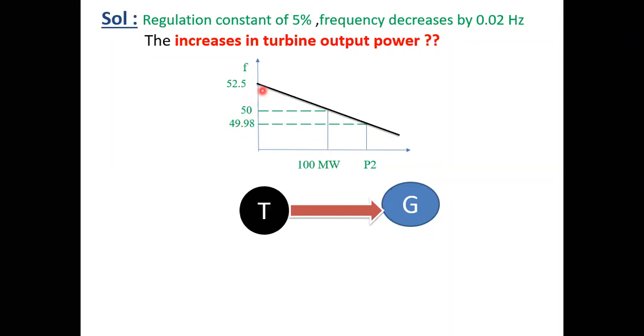So I want to find out the slope for this line up to this point. So for this line, the y values are nothing but 52.5 and 50. The x values are nothing but 0 and 100 megawatt. Similarly, I will take one more slope from this point to the starting point, this point to this point, P2.